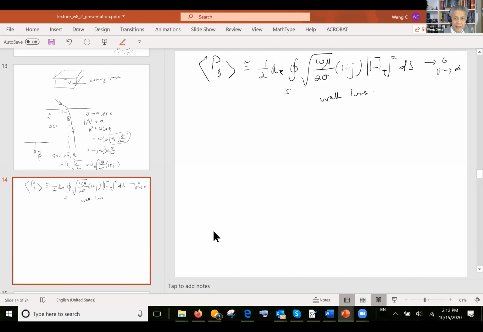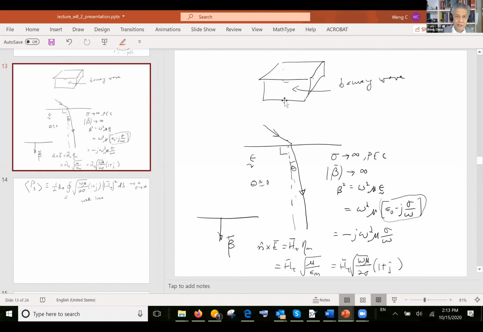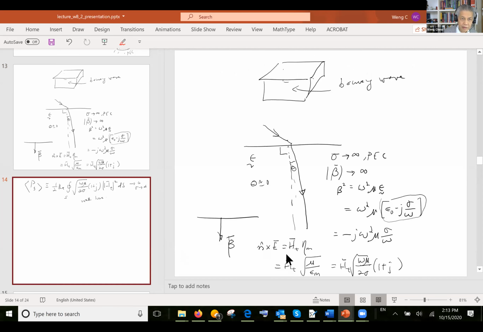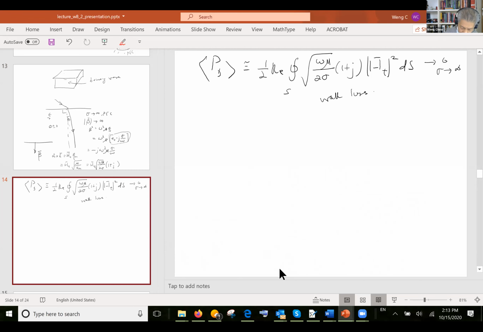And so if you can estimate the tangential magnetic field on the wall, that is not too difficult to do, because the tangential magnetic field was not 0 on the PEC wall. You remember that when you have a PEC surface, say if this is PEC, the magnetic field has to go something like this. H is behaving like this with no normal component.